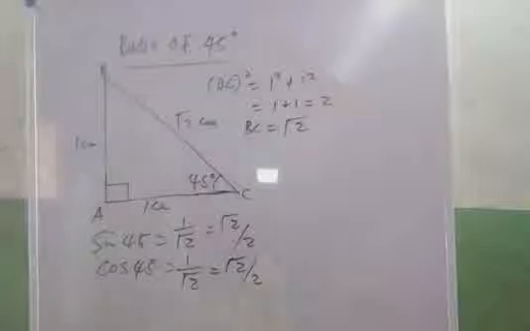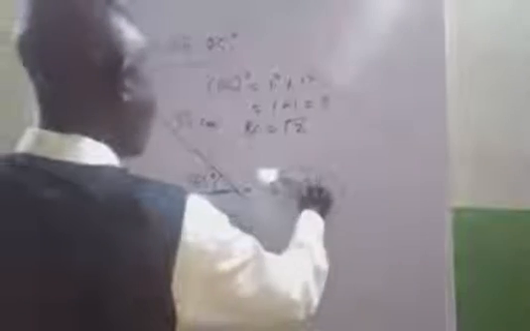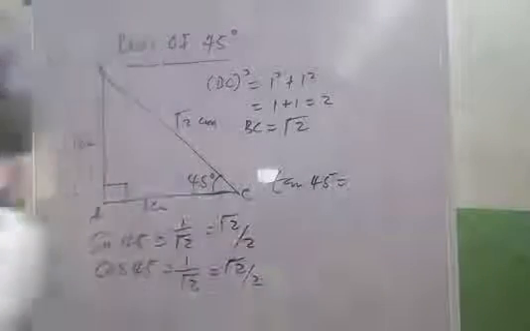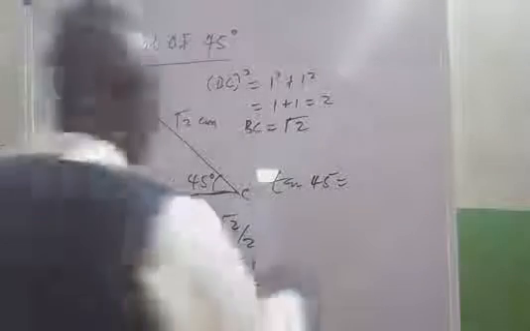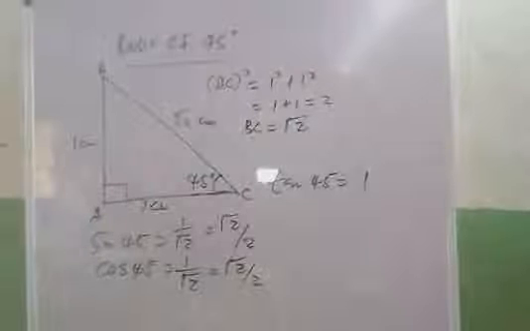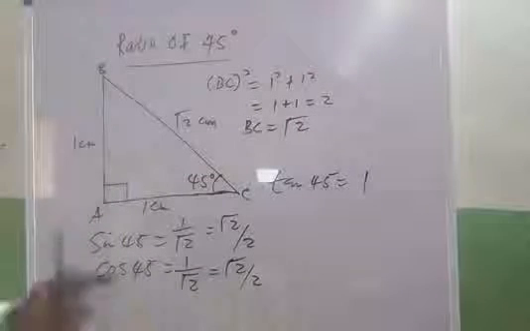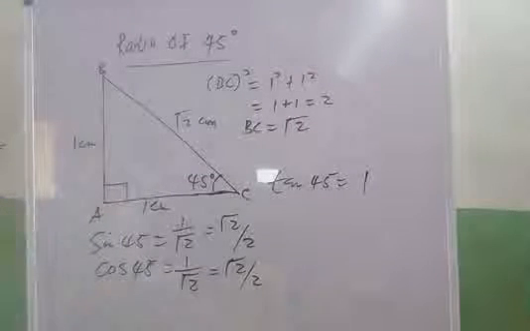Then finally here, you look at tan 45. Tan 45 is opposite over what? Adjacent, and that will be equal to 1. That's 1 over 1, which is 1. So quickly write it down while we take some questions to illustrate what we have been saying.